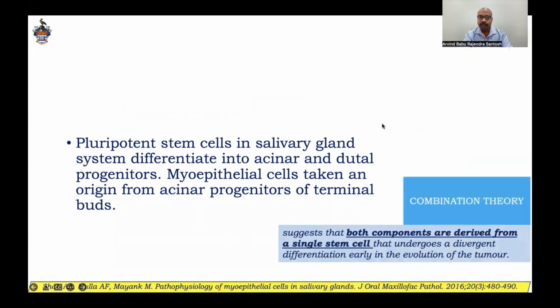The pluripotent stem cells in the salivary gland system differentiate into acinar and ductal cells, the acinar and ductal progenitors. The myoepithelial cells take their origin from the acinar progenitor, so that is where the clear cell is coming up. And you know the ductal component of the carcinoma is coming from ductal progenitor cells. So it is trying to say that it is taking from a single stem cell, a pluripotent cell, that undergoes divergent differentiation. Hence, this is supporting the combination theory.